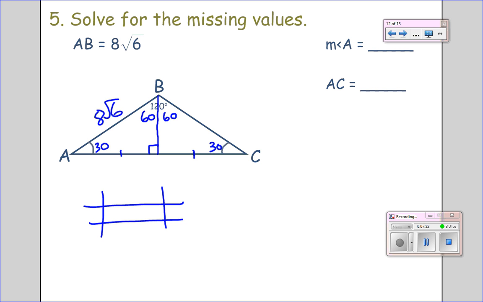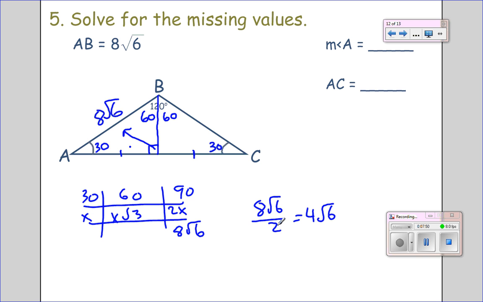And in that 30, 60, 90 triangle, we know the 90 side from the given portion up here. So the 90 side is 8 root 6. Now, how do you go from the 90 to the 30? Well, you just divide by 2. 8 over 2 equals 4, and you don't mess with the inside. So this is 4 root 6. Now, how do you go from the 30 to the 60? You multiply by the square root of 3. 6 times 3 is 18.